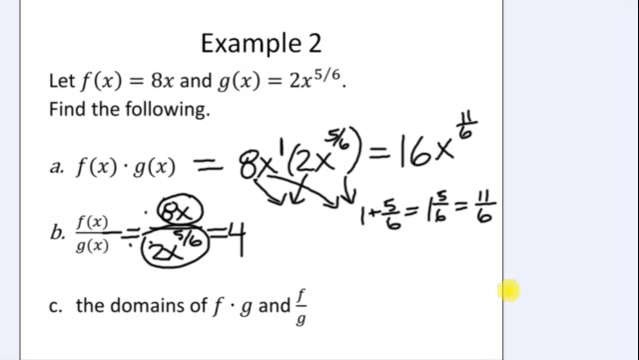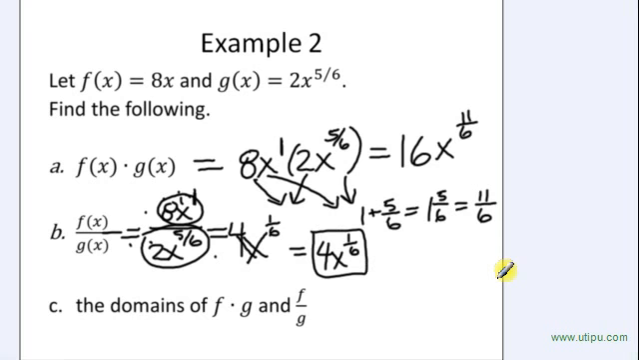8 divided by 2, we got 4. This would be x to the first divided by x to the 5/6. And remember, dividing like bases, we subtract the exponents. 1 minus 5/6 would be 1/6. So I get 4x to the 1/6 power.